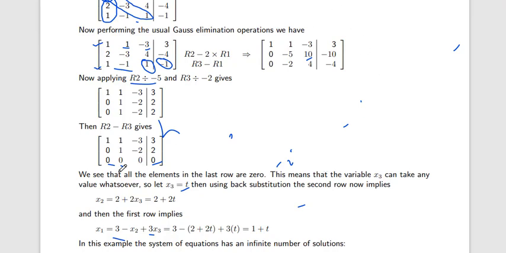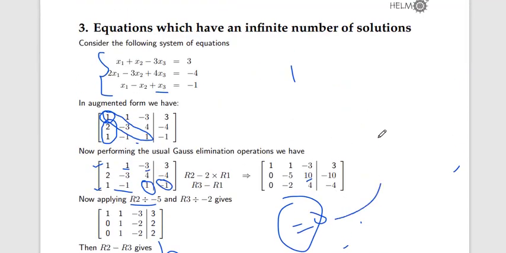So if in any row, after row operations or reducing to upper triangular form, you get all the values of the row equal to 0, then you can say that this linear equation has an infinite number of solutions.